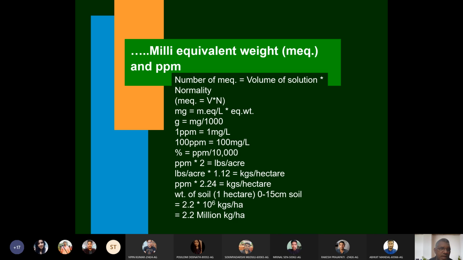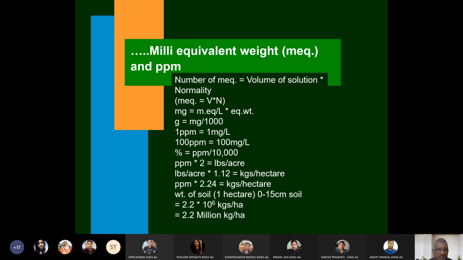From milliequivalent you want to know how many milligrams are there. So this milliequivalent can be multiplied by equivalent weight to get the milligram. In the next line you see, milligram is equal to milliequivalent per liter multiplied by equivalent weight. Then you get the weight of the substance, and the rest is easy. Gram is equal to milligram divided by 1000. Then you will get it in gram.